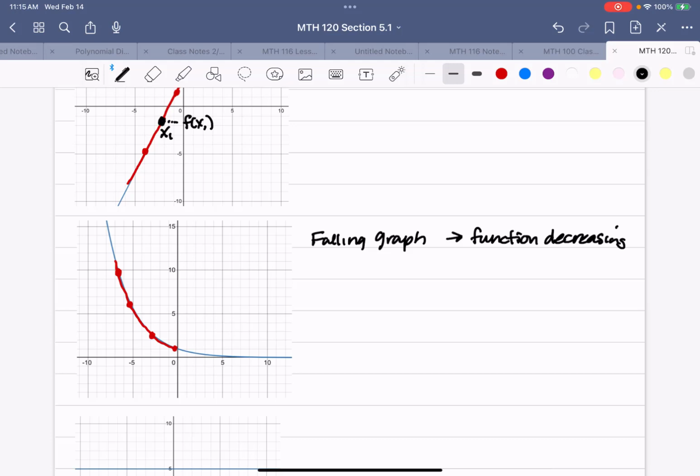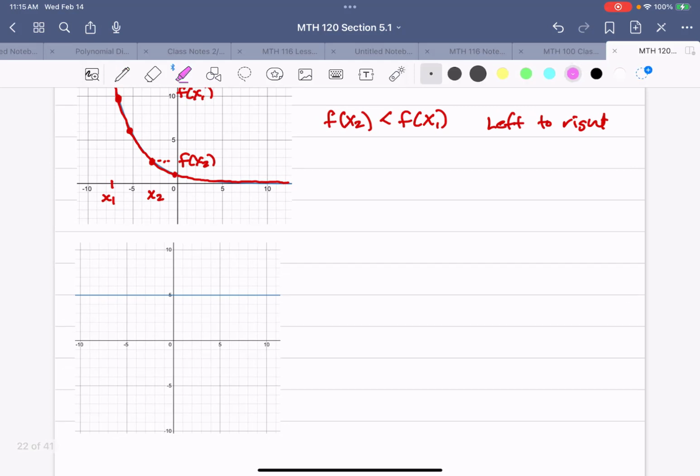And even here on this far end, where it looks like it's flat, it's not technically flat. It's getting closer and closer to the x-axis. So it's always falling. So if this is x1 and this is x2, and this is f of x1 and this is f of x2, then f of x2 is going to be less than f of x1 as you move left to right. Okay, so the graph is going to fall from left to right.